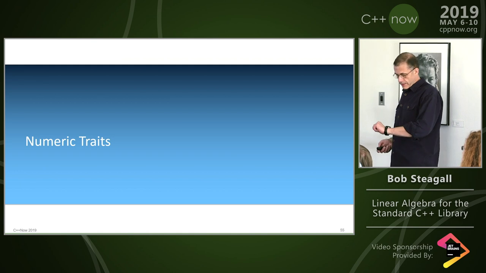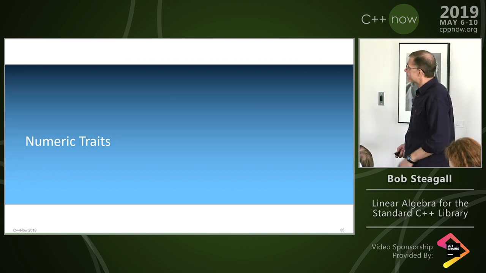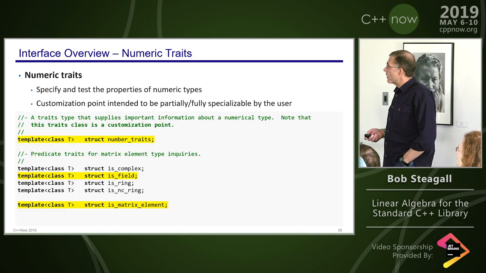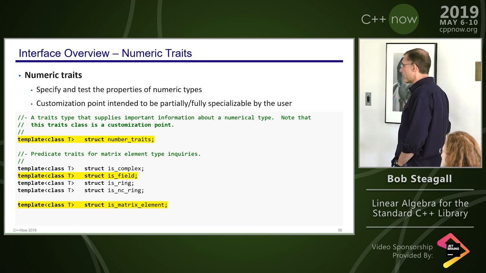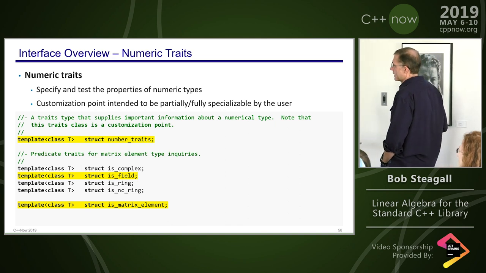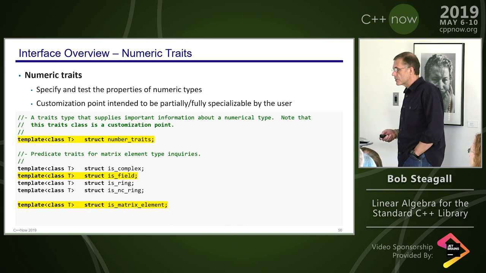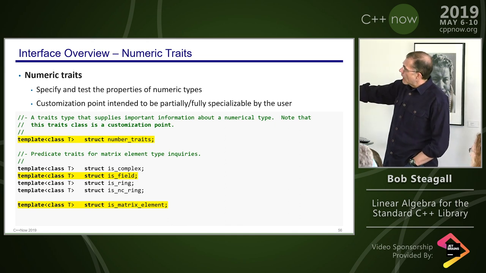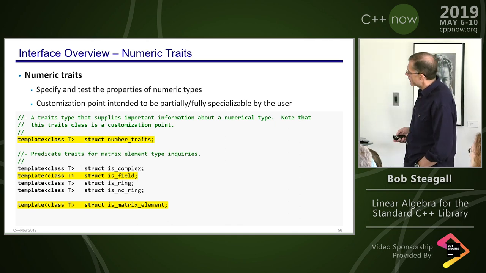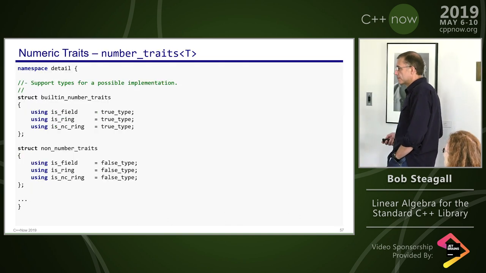So let's look at numeric traits. The purpose of numeric traits is to specify and test the properties of numeric types. Again, intended to be partially specializable. This is copied from an earlier slide. The things that are highlighted are things that I'm going to show you.